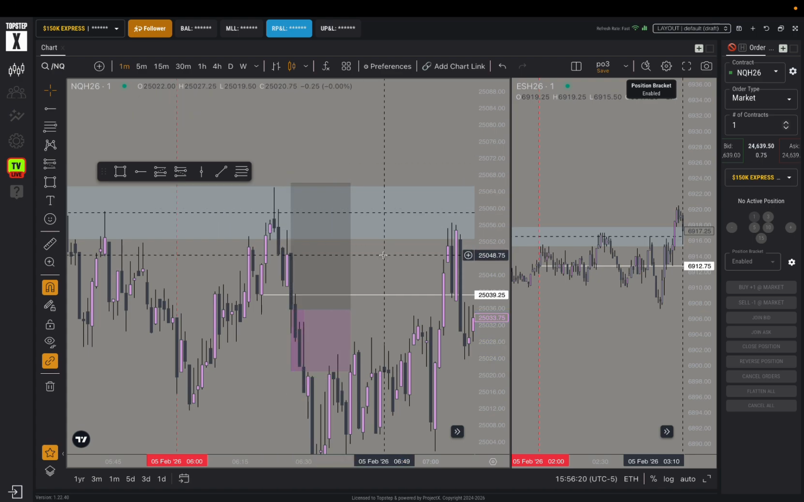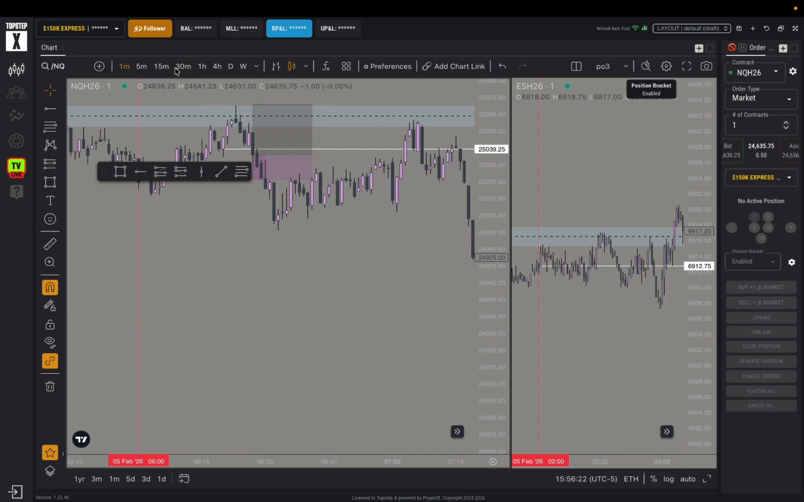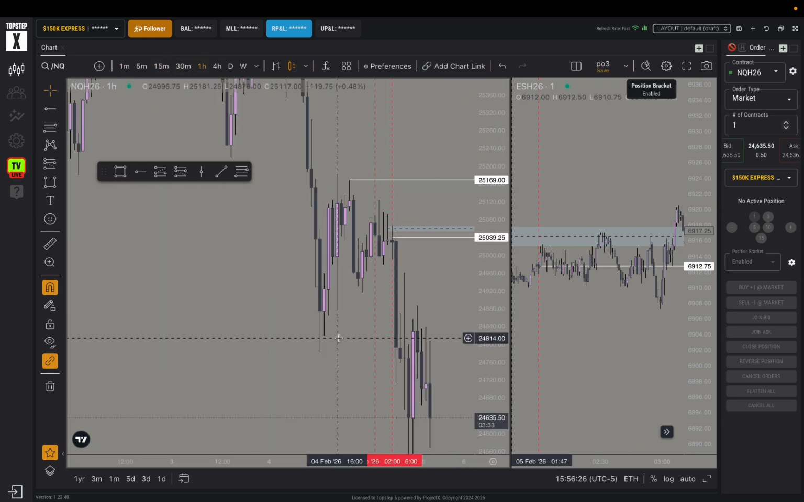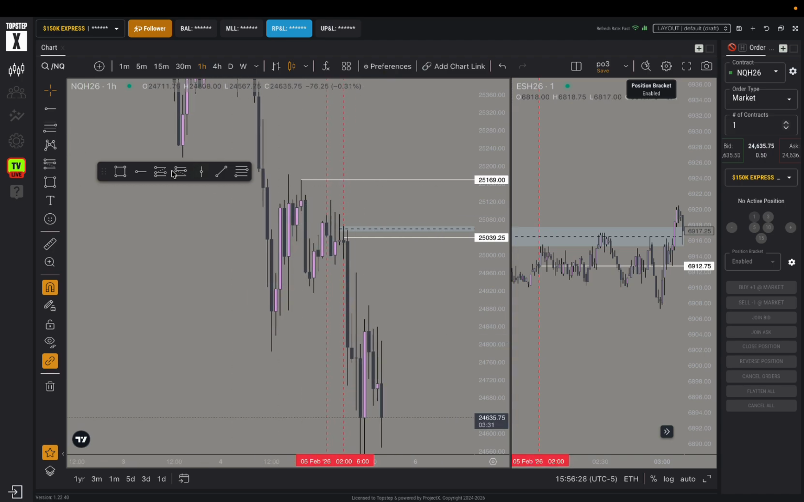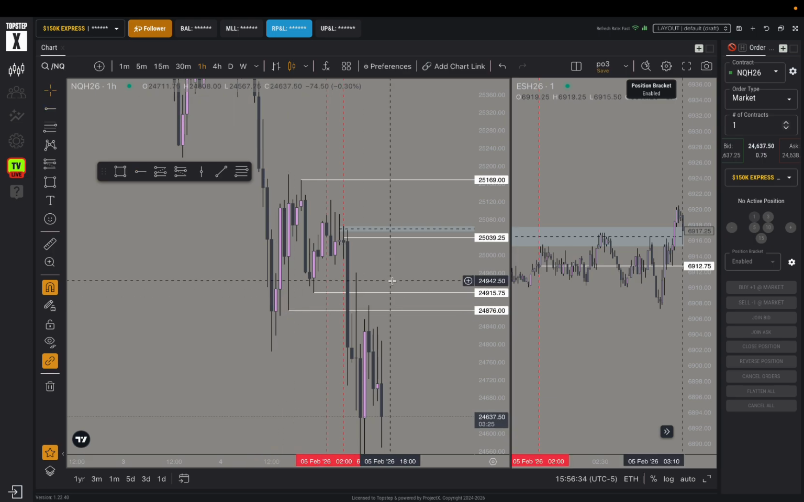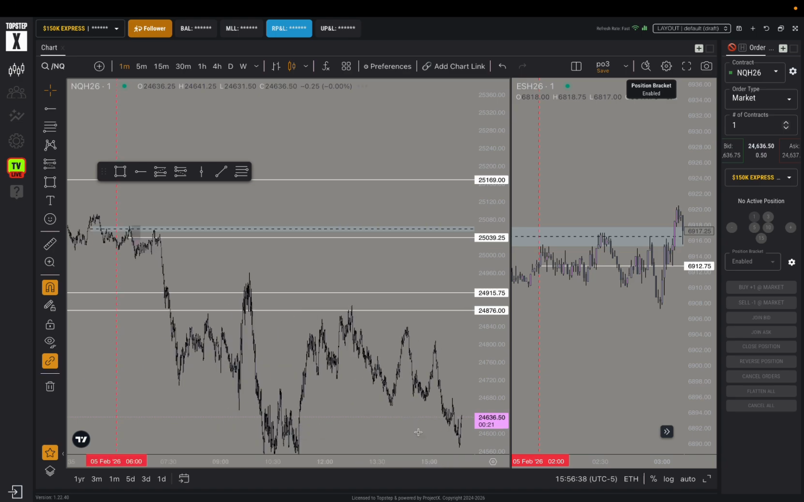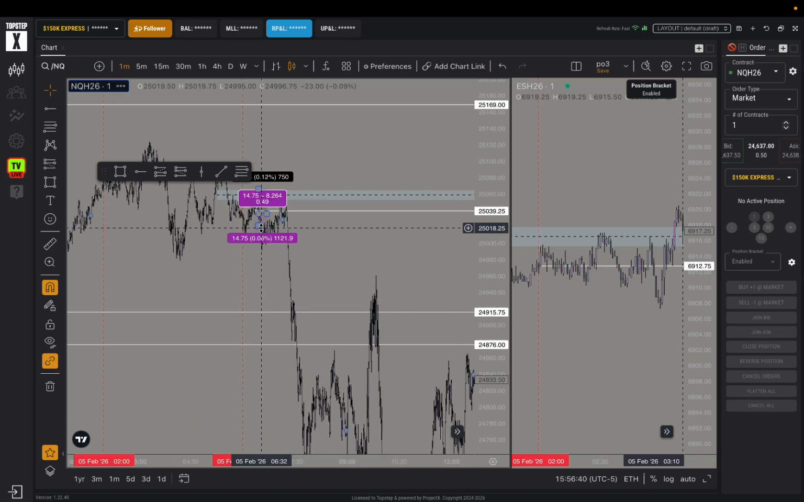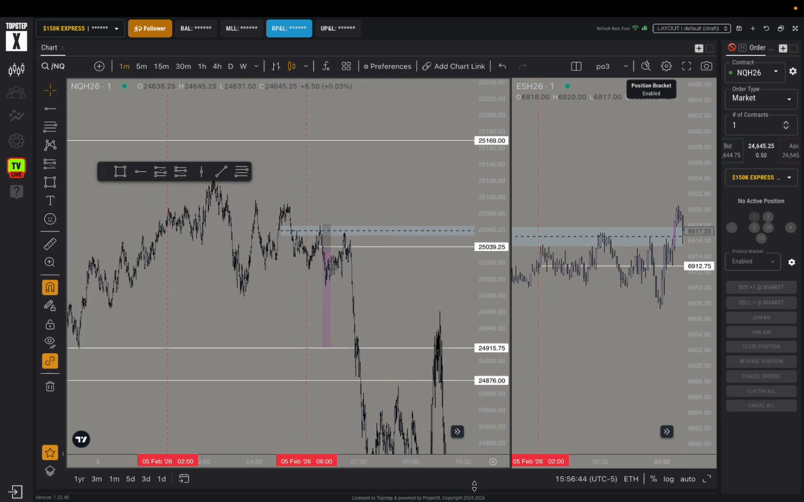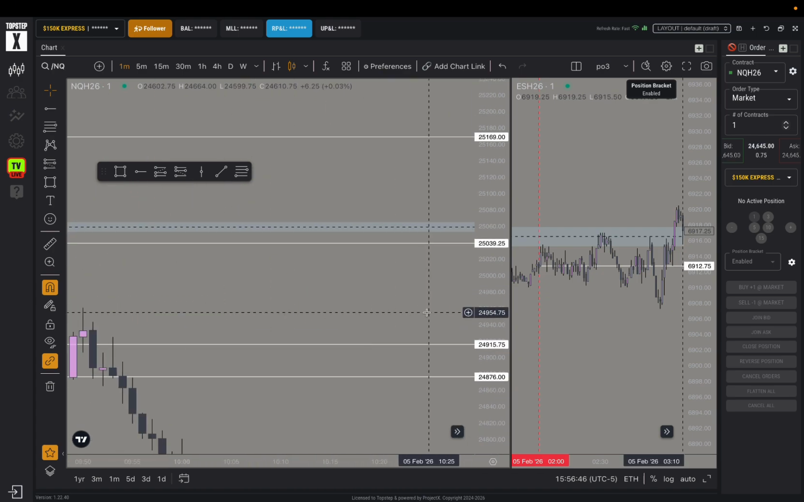Stop 1 point above that. And my TP for this trade, let me see, I think it was this one. Wait, let me see. It was, yeah, exactly this low right here. So this was my trade.